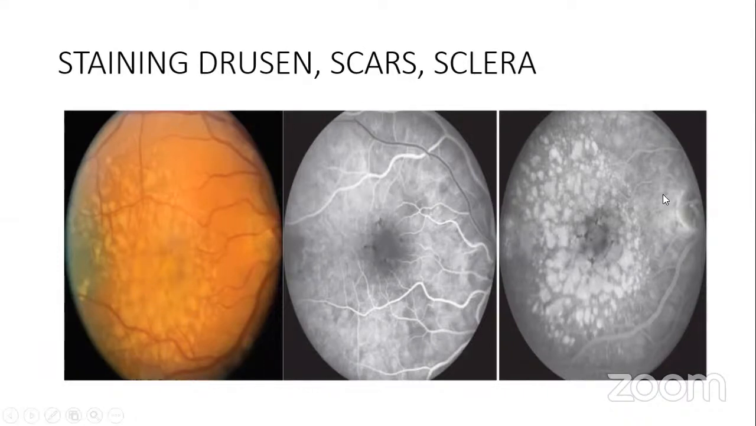So now this is a late phase. You see the same pattern you have here, it's the same pattern you have here. So the drusen has stained.